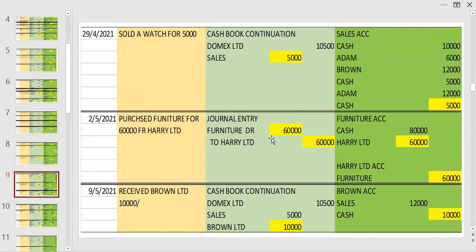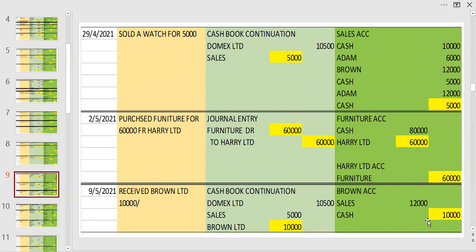Next one, purchase furniture for 60,000 from Harry Limited. So since this is a credit transaction, journal entry is used. Furniture account debit 60,000, Harry Limited credit 60,000. The next one, received from Brown Limited 10,000. Since it's a cash receipt, cash account is debit, Brown's account is credit.